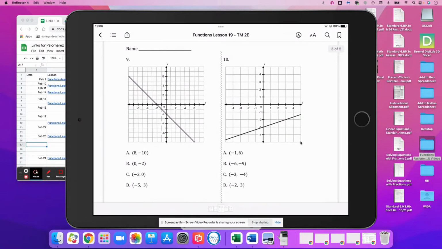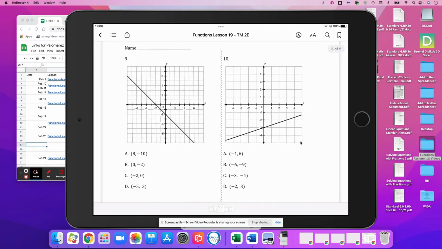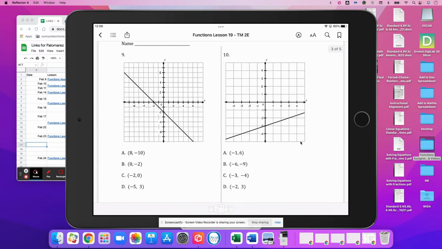So 9 through 12. Again, we're back here with a graph. And so we can see 8 on the graph, but we can't see negative 10. So we'll have to come up with an equation for that one.